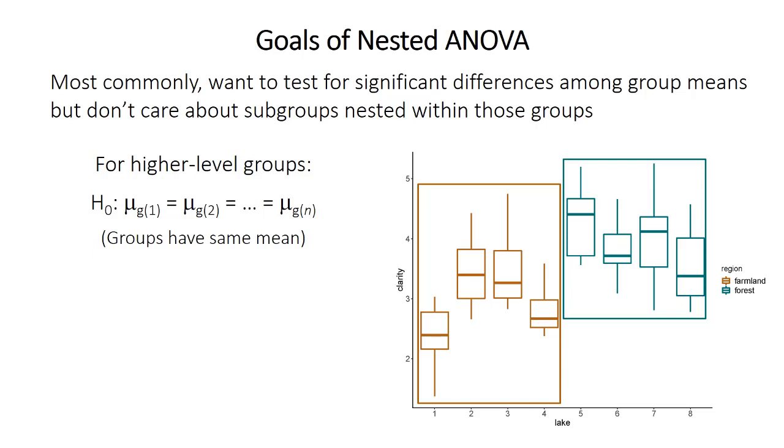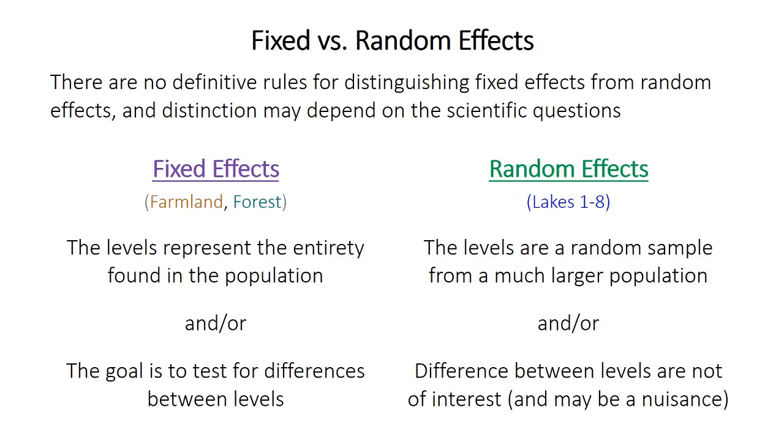So I also said that perhaps we don't really care about the subgroups themselves. But what does that actually mean in a more formal sense? This nested structure introduces the idea of fixed effects versus random effects. The distinction between these two types of effects is somewhat fluid, somewhat diffuse. It may depend on the questions you're asking. In some situations, something might be a fixed effect, but with a different type of question, that same thing might be a random effect.